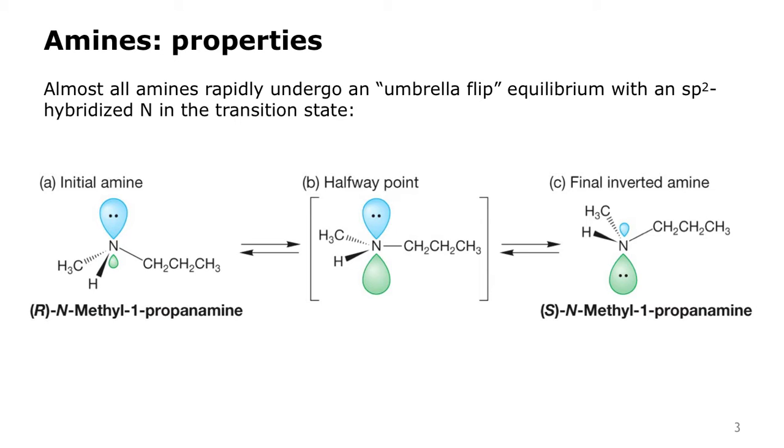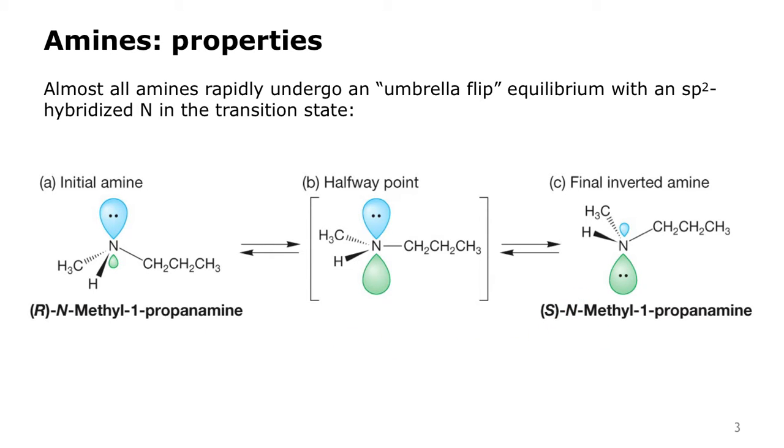In simple amines, the electron pair occupies the site of a fourth substituent in a pyramid. Simple amines are trigonal pyramidal because of the tetrahedral electron pair geometry. In principle, these structures are chiral. You can see here this would be an R N-methyl-1-propanamine. This is the S form over here.